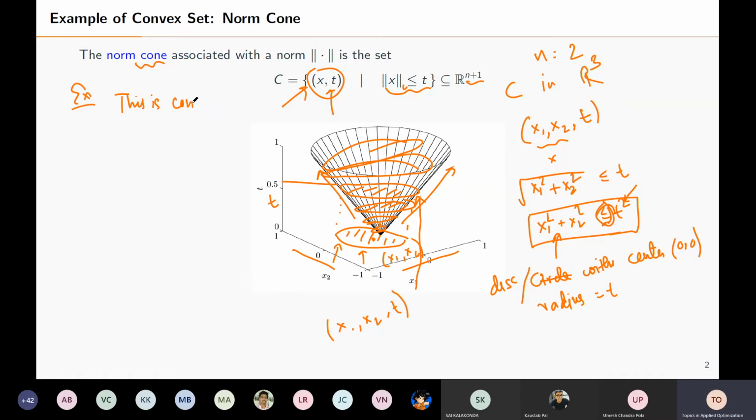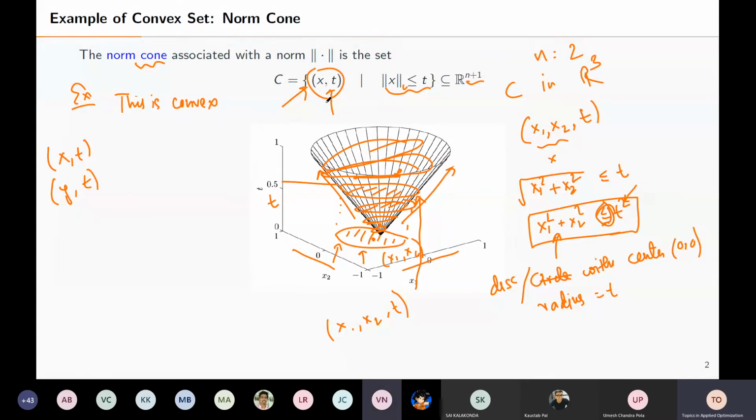You can look here and you can immediately say it's convex because I take any arbitrary two points and then I join a line and the whole line is guaranteed to be inside the cone. So that's very intuitive, but what I want is a concrete proof of this. So you assume that (x, t) is in here, and then you assume another point, let us say (y, t), is in here.